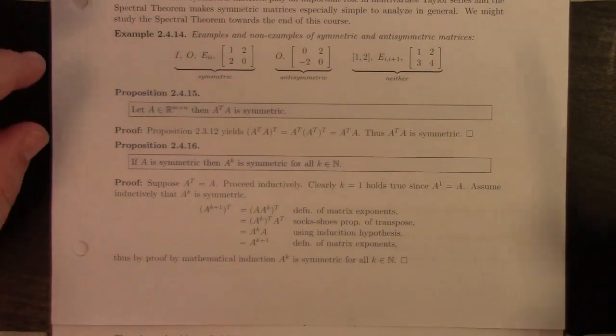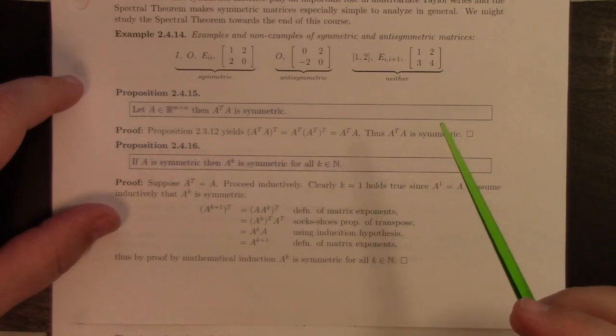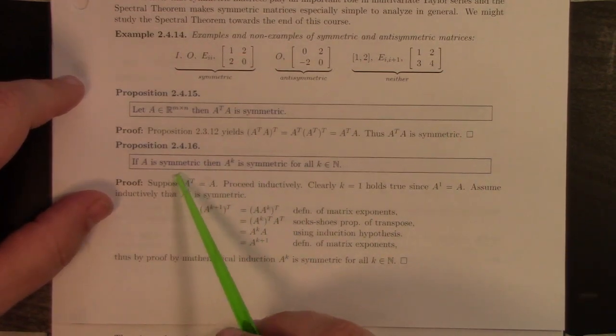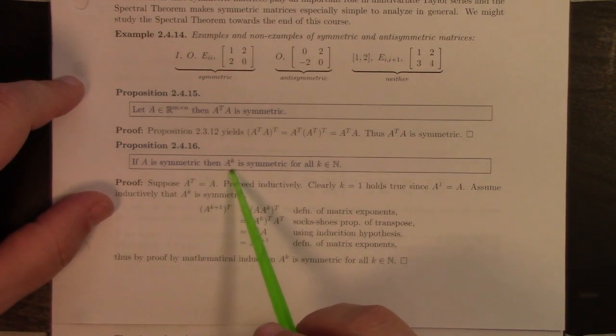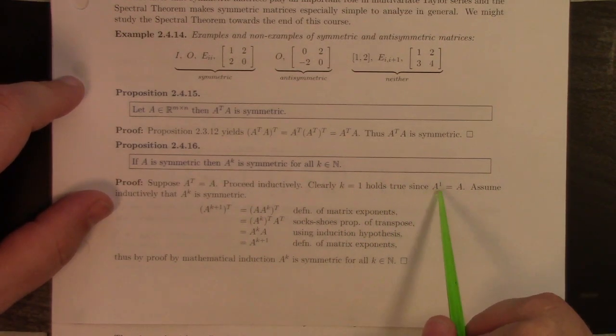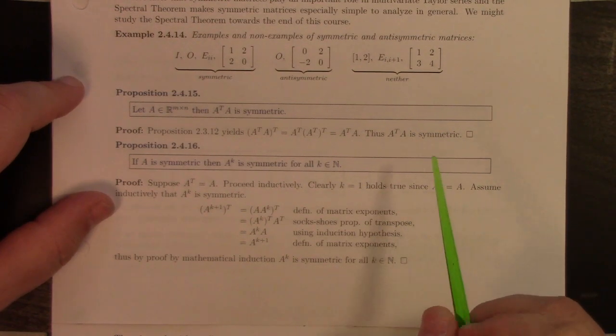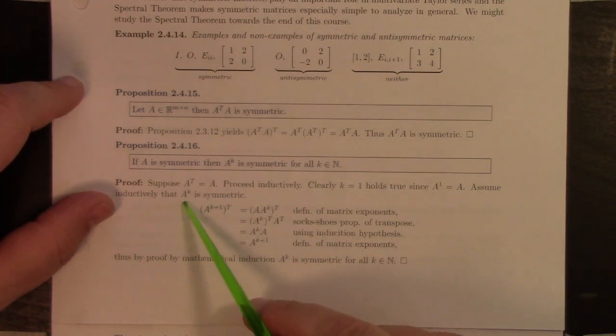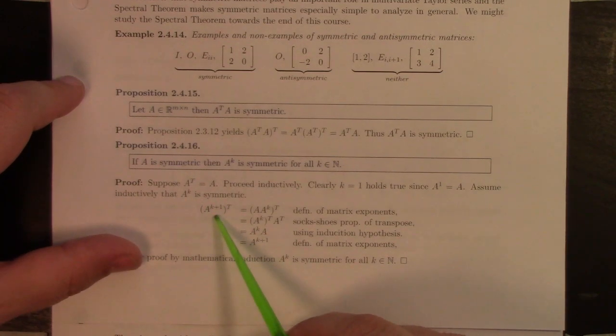This next proposition is a nice example of an induction. So here's the claim. A is symmetric implies that A to the power k is symmetric for all n. First of all, the base case of k equals 1 holds true because the definition is that A to the 1 is equal to A, right? So suppose it's true for k. Suppose A to the k is symmetric. Look at A to the k plus 1.